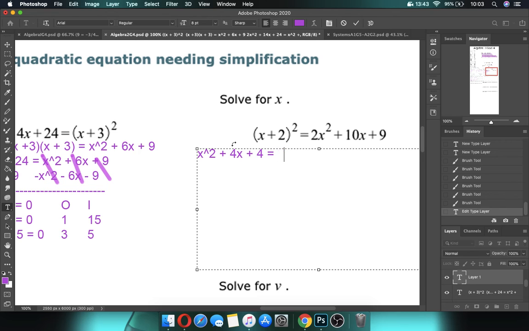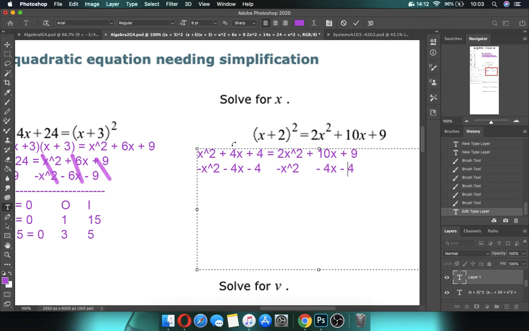And then what do we have? We have 2x squared plus 10x plus 9. All right, let's do some subtracting. So minus x squared, and then minus 4x, and then minus 4. Those didn't line up perfectly.